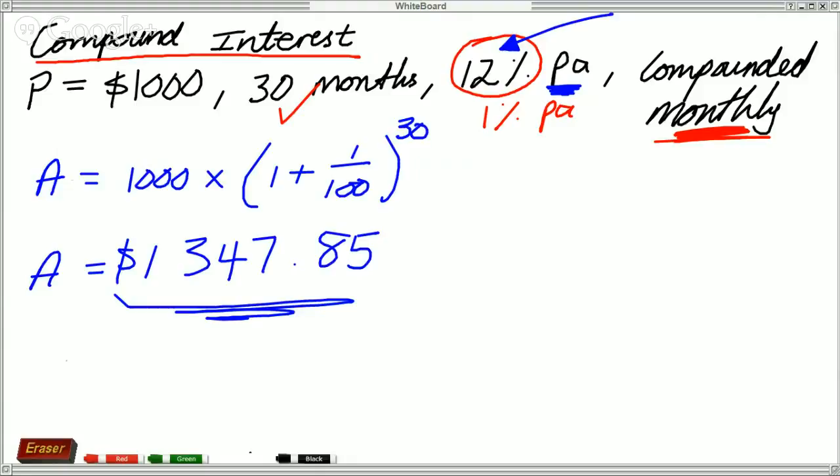So it's not the interest. The interest would be the extra bit, but we weren't asked for the interest. We're asked for the total amount. The interest would be that bit there, $347.85. So that's a look at compound interest, and in the next video we'll bring it together. We'll have a look at both compound and simple interest.